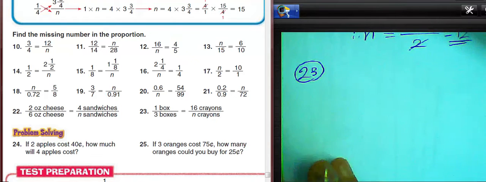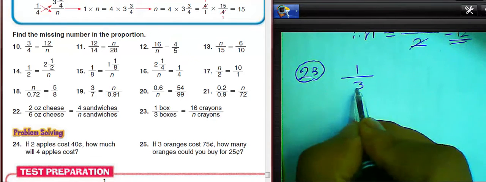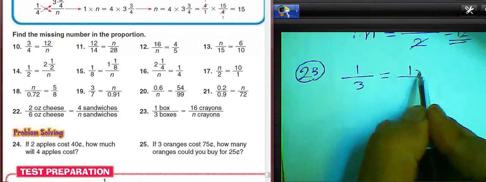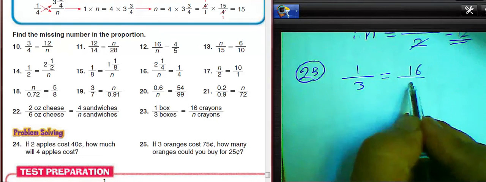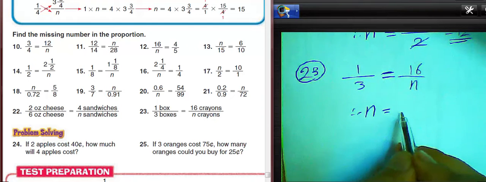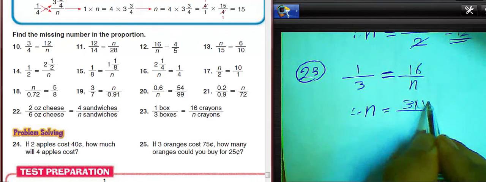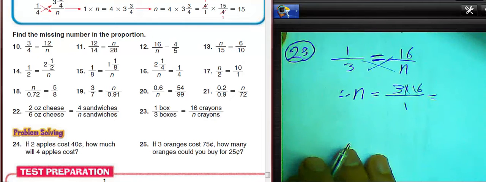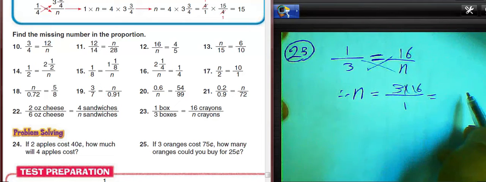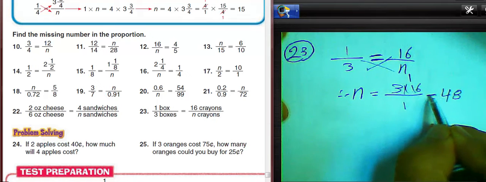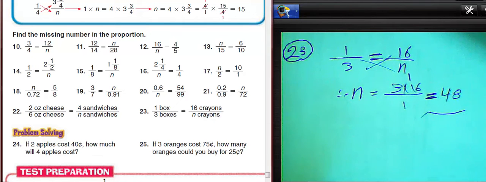1 box over 3 boxes equal 1 over 3 equal 16 over n. Then n equal 3 times 16 over 1. 3 times 6 equal 18. 8 and carry 1. 1 times 3 equal 3 plus 1 equal 4. Then the result will be 48.